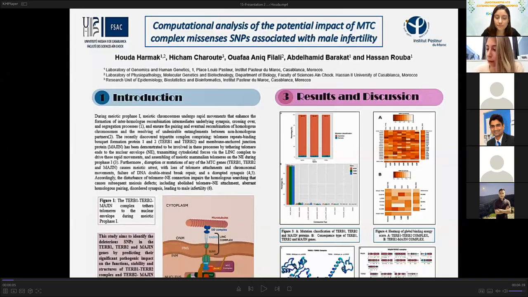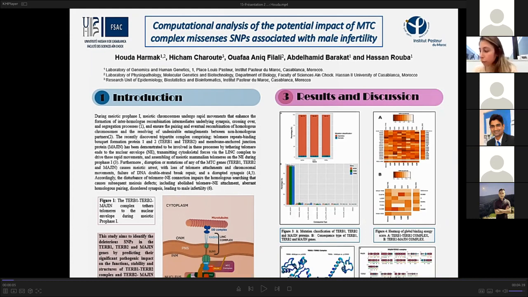Yeah, can you hear me? Yeah, clear. Okay, so in this study, out of 32 missense SNPs, we found that 11 mutations can really have impacts and effects on male infertility, whether by their stability effect, or we use.